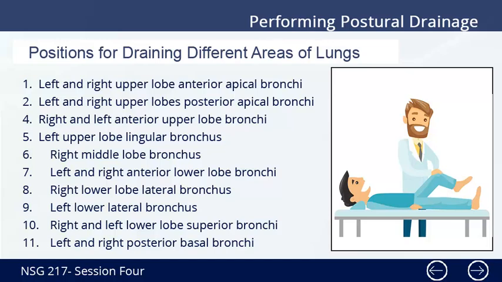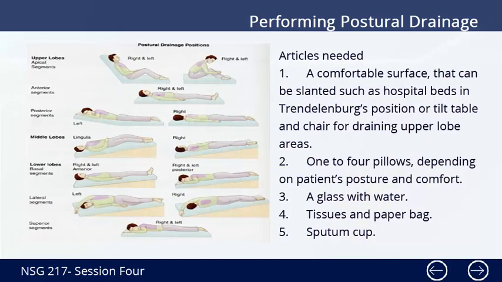Number 10, left and right basal bronchi. You will have the patient lie on the stomach in Trendelenburg position with foot of bed elevated 40 to 50 cm. Percuss and vibrate over the posterior ribs on either side of the spine. The picture below illustrates different positions for draining different areas of the lungs.